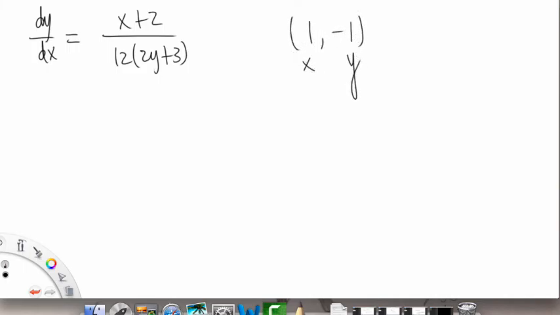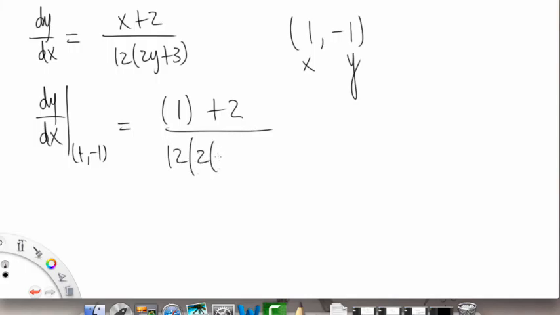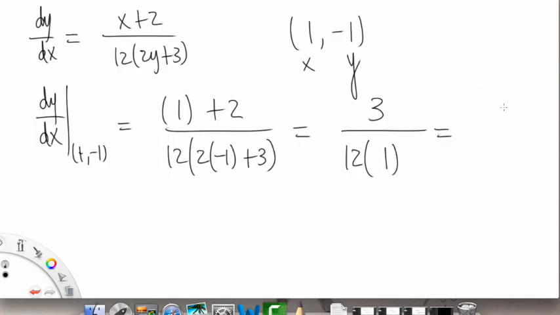We have dy/dx equal to (x + 2) over 12 times (2y + 3), and we're going to plug in 1 and -1, so x is equal to 1 and y is equal to -1. So dy/dx evaluated at the point (1, -1) is equal to, if we plug in a 1 up there, 1 + 2 over 12 times (2 times -1 + 3) on the bottom. This turns out to be 3 over 12 times (-2 + 3), so that's just 1. Overall, we get a positive 1/4 as our answer.